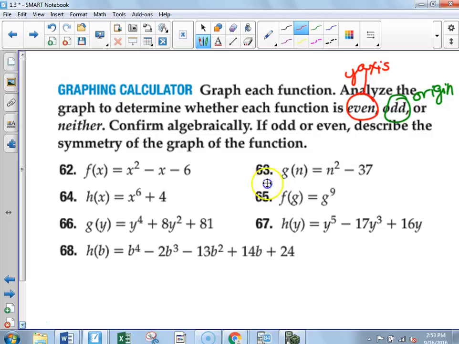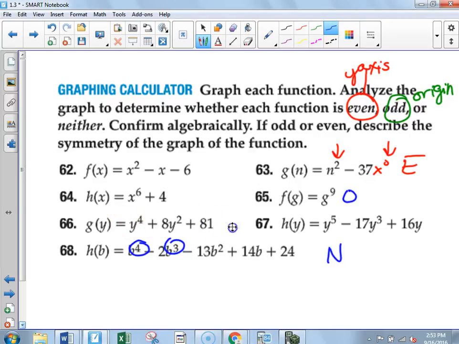All right. With that being said, we learned a cheat. Do you remember the cheat for polynomials? This has a power of 2 and a power of 0. What are you thinking? Even. Okay? Where's an odd? This is an odd function. Where's a neither? 68 is a neither. 66, somebody said? Maybe not. I saw y, so I immediately thought otherwise. Yeah, they're just using a different variable.